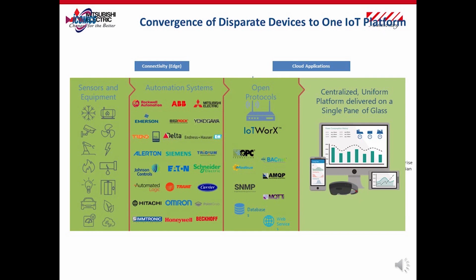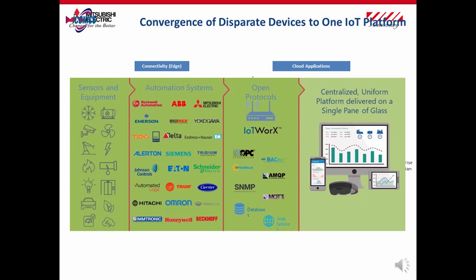So if you take a look at the far left-hand side of the screen, it talks about all the different sensors and equipment, the multitude of different automation systems that are out there, and how do I take all these different automation systems and leverage all these open protocols and basically push this data into that centralized uniform platform delivered on what I call a single pane of glass. That really is what I'm talking about here.